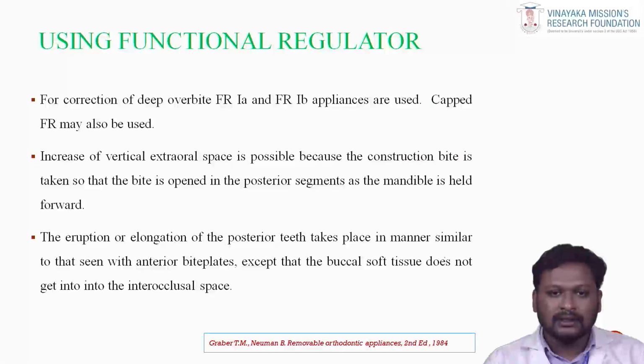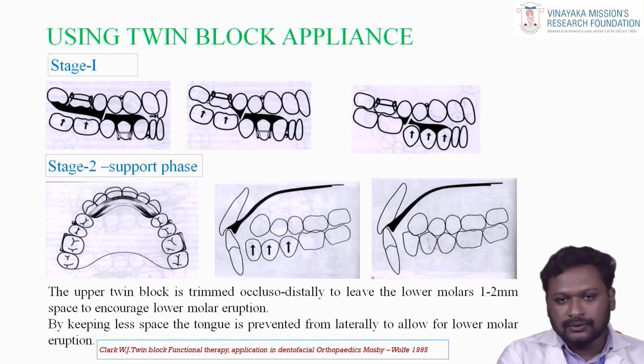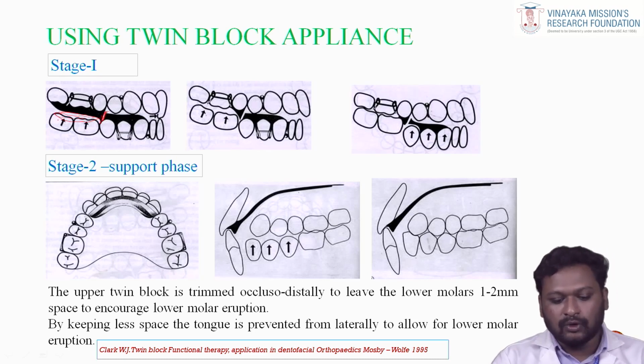Similarly, the functional regulator and the tin block appliances. This is very important because it is the most commonly used appliance. Tin block appliances, look at this, this is the trimming area. We should not trim this. This is the inclined plane, so we should not trim this, and this area should be trimmed 1 to 2 mm. We should not trim more than 2 mm, because the lateral spread of the tongue will prevent the eruption of the molars.